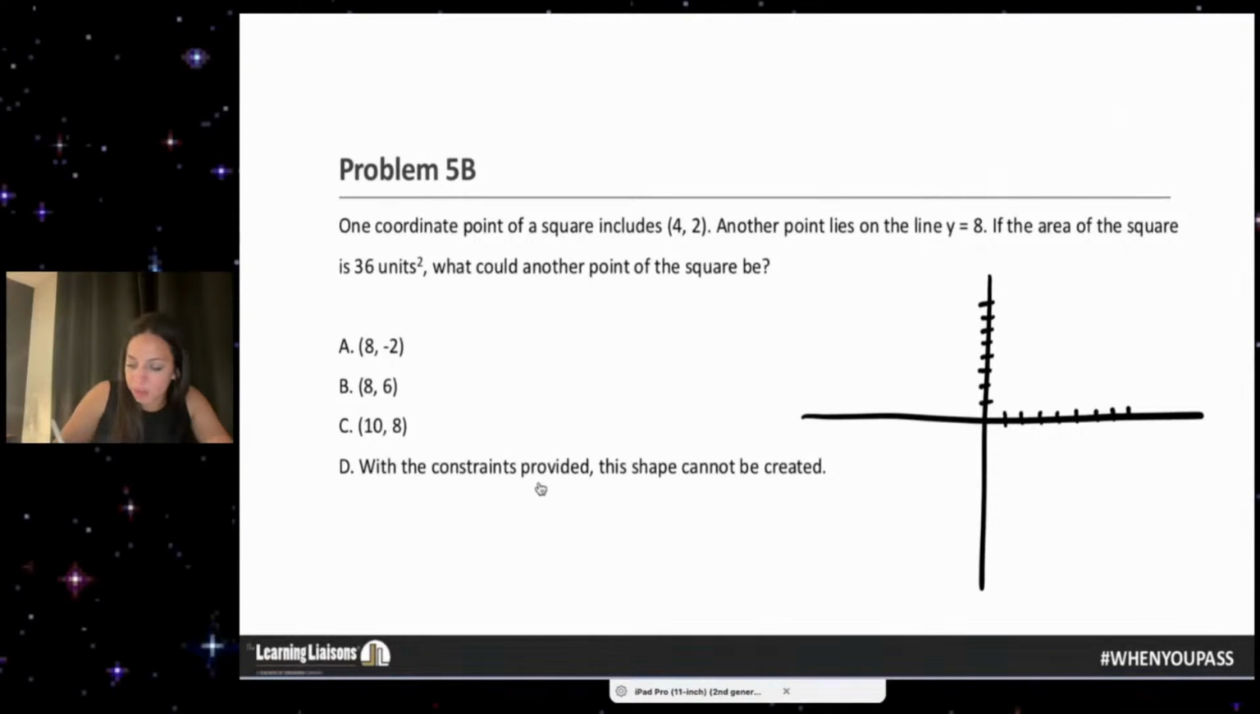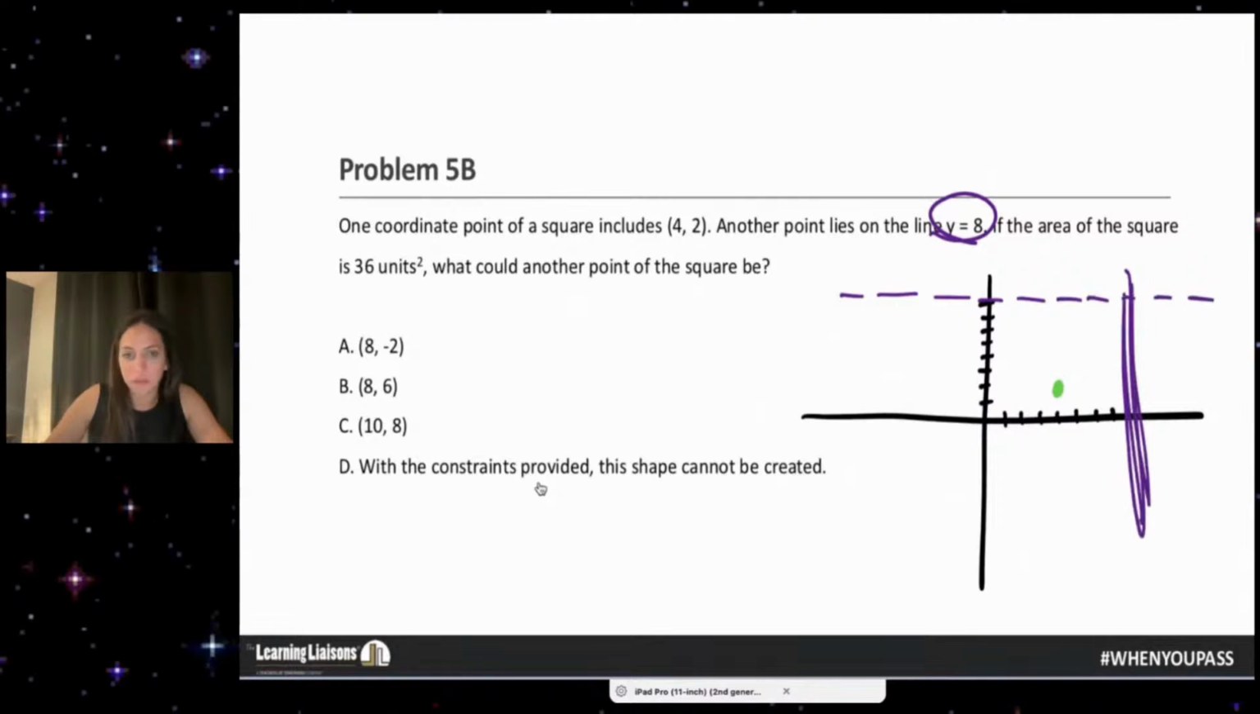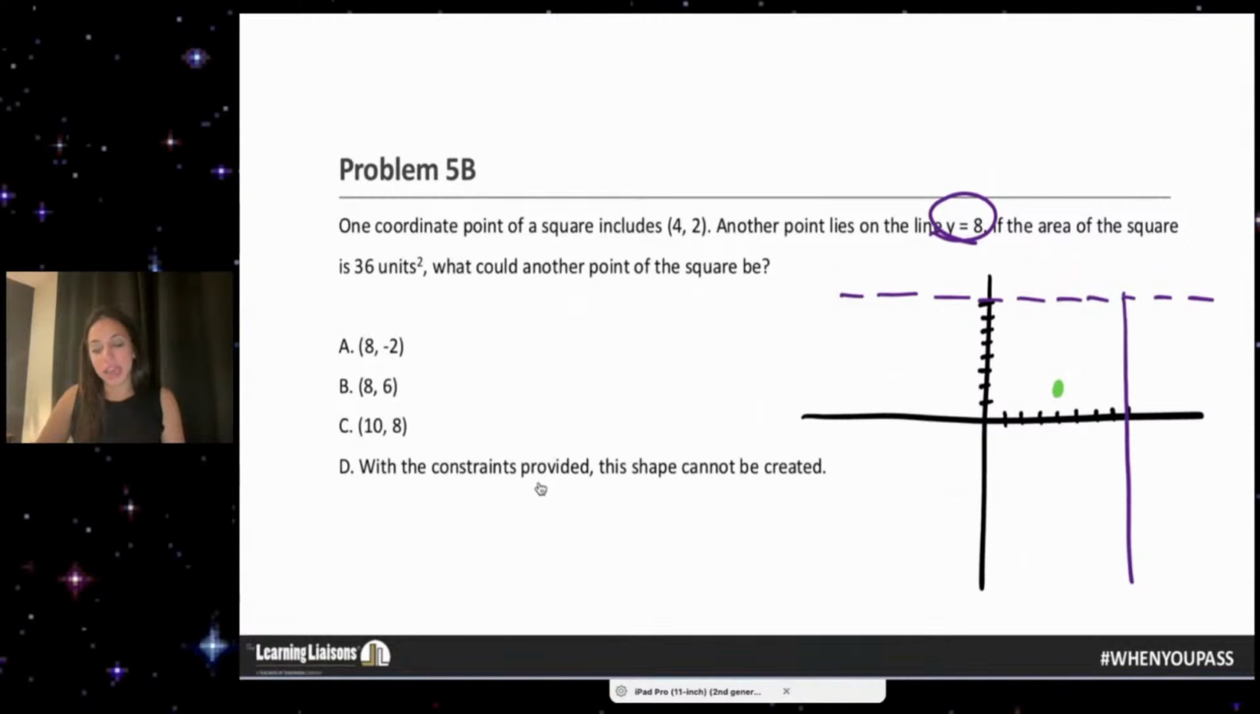So 4 comma 2 is one of the points of our square. And another point lies on the line y equals 8. Now, don't mistake y equals 8 for this line right here. That is the number one mistake people are going to make on this problem. They're going to say that y equals 8 is right here, and that is actually x equals 8.